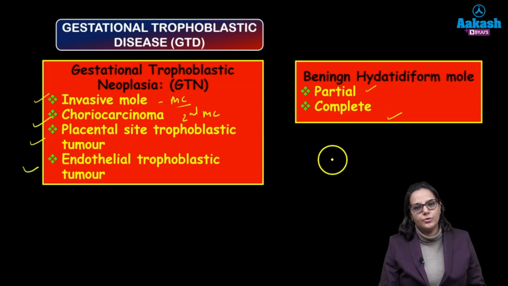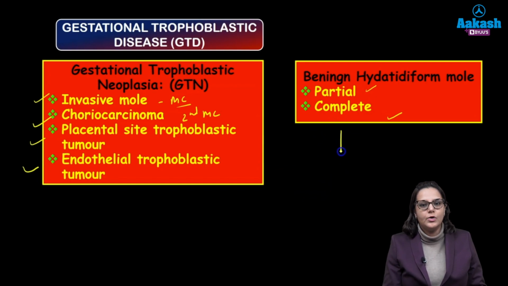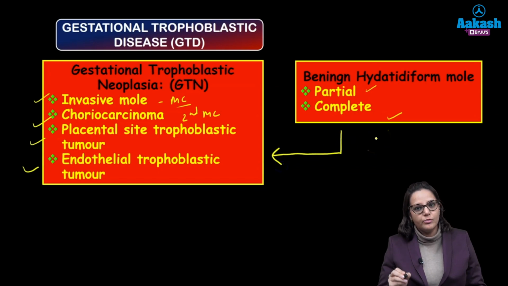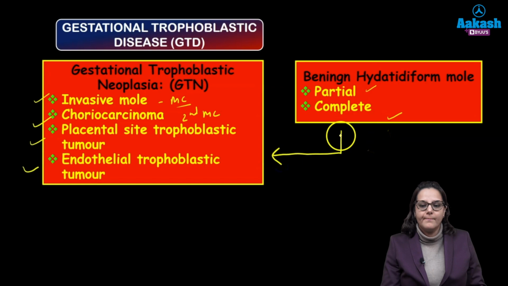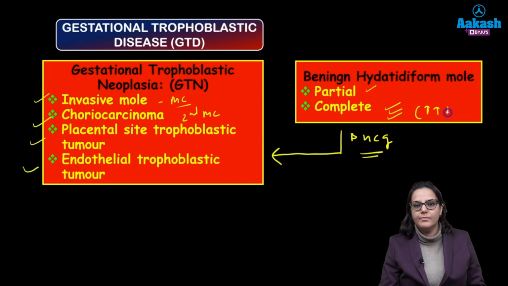An important point to note here is that the benign condition, which is the partial or the complete mole, can also get converted into a gestational trophoblastic neoplasia. Therefore, we have to monitor these patients by beta HCG levels. And the chances of conversion are much higher in a complete mole than with a partial mole.